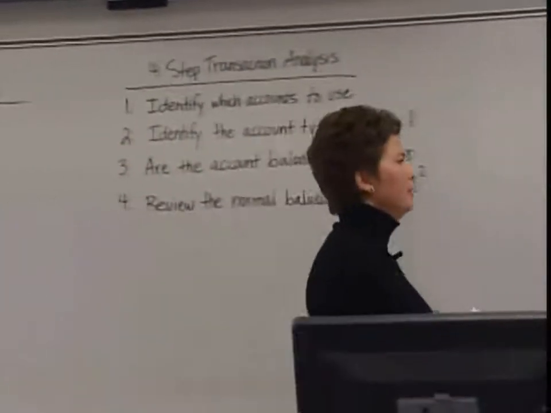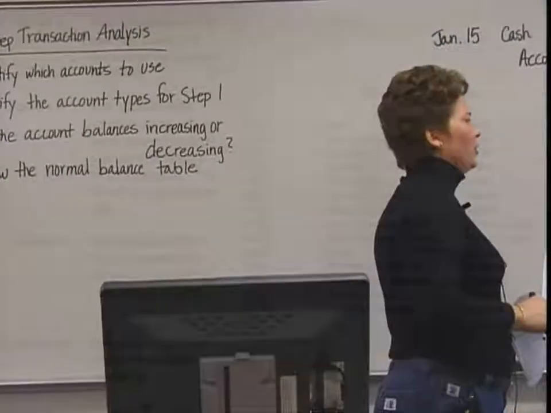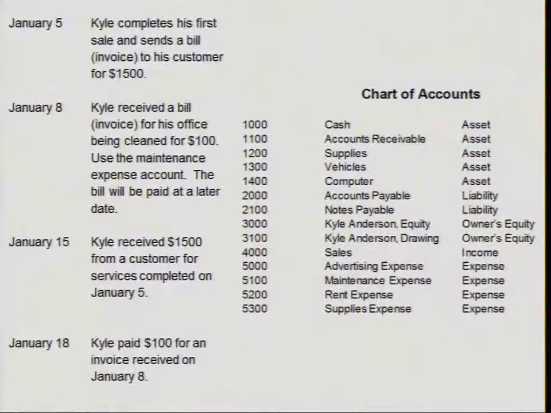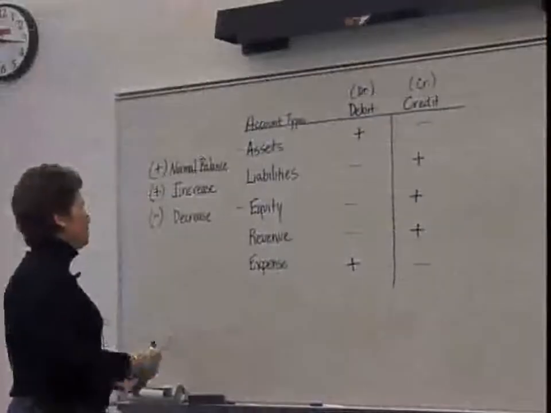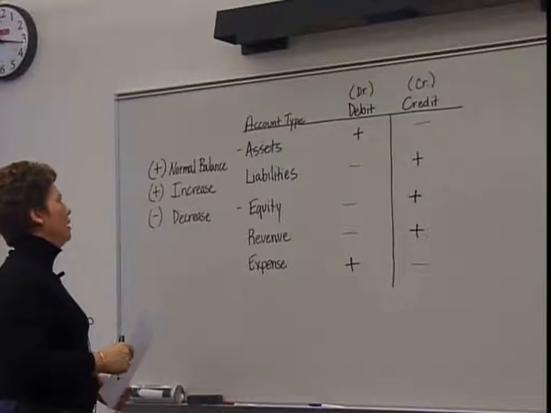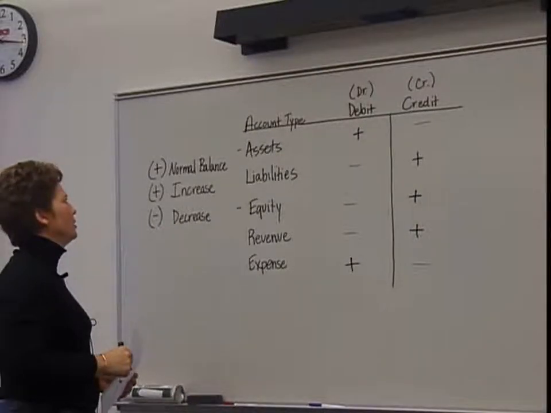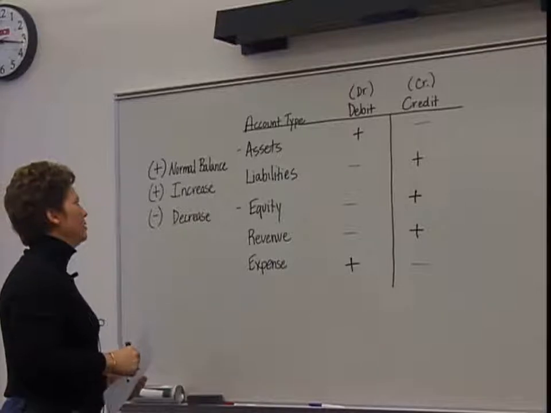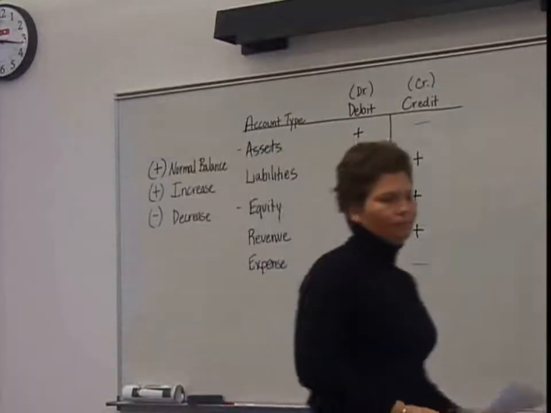Moving on to the 18th, Kyle paid $100 for an invoice received on January 8th. Well, if we look back to January 8th, that was for cleaning the office for $100. If you remember, we did not credit cash, we credited accounts payable. Well, now we're actually going to pay that 10 days later. So again, which accounts do we use? We would use accounts payable to show that that's decreasing, and we would also show cash is being used as well. So how are we going to record that?